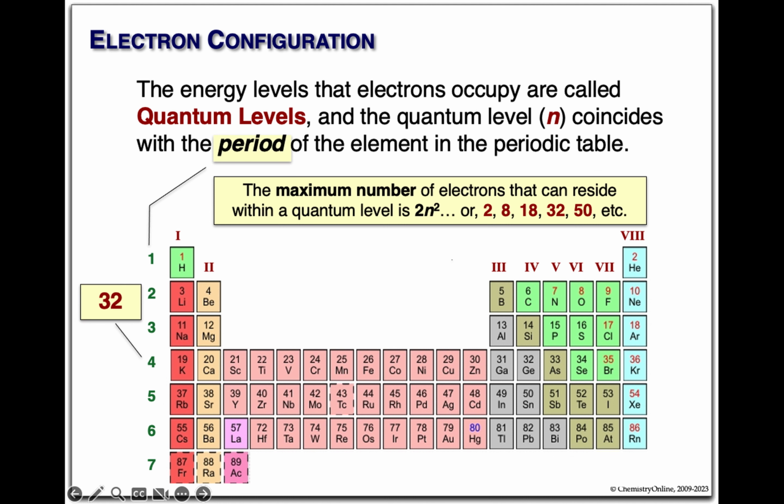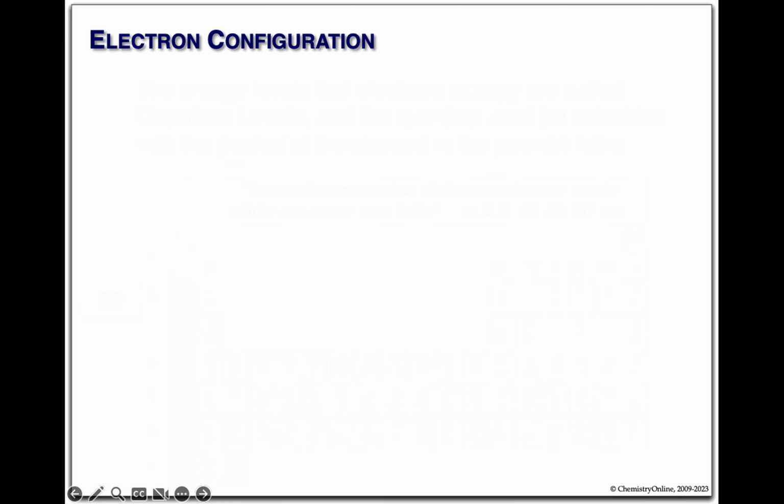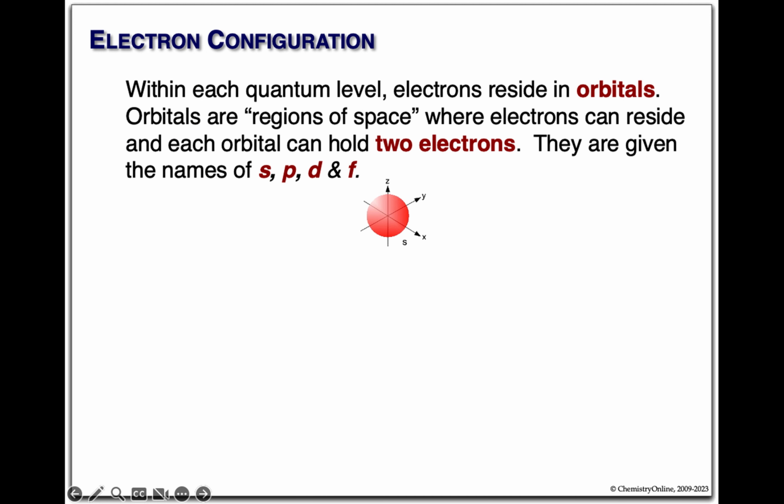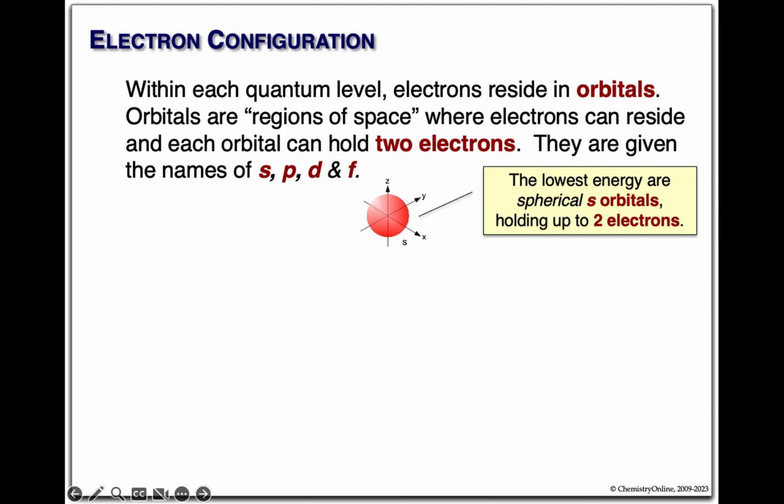Now, within these energy levels, the electrons will live in these orbitals. The orbitals are called S, P, D, and F. This is the lowest energy of all of them. This is an S orbital. It's a sphere. It's round. And it can hold 2 electrons. That's it.